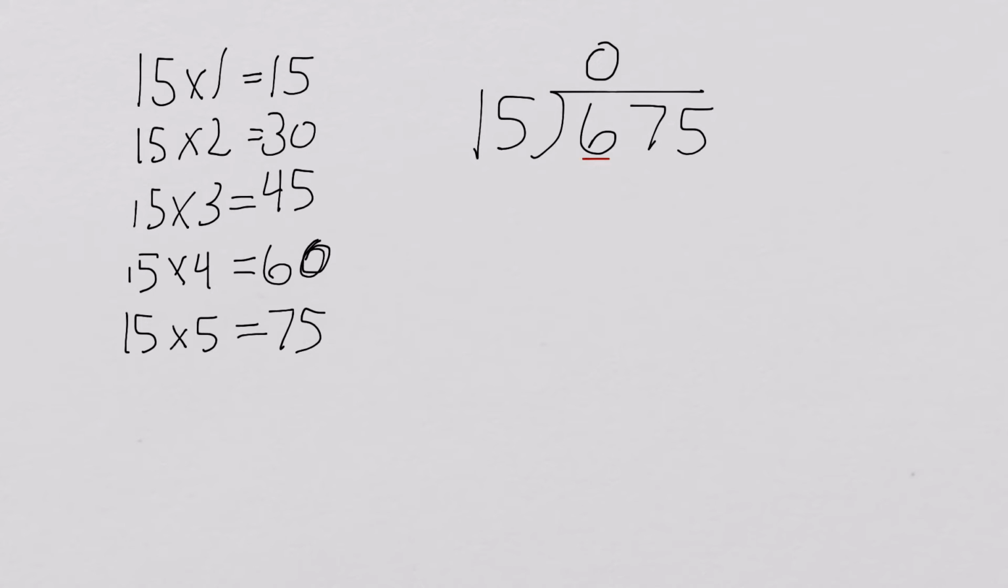Now we've got 67 to work with. Can 15 divide into 67? Well, take a look at our list over here. What's the closest we can get to 67 without going over? And hopefully you realize, oh, it's 60. So 15 times 4, 4 goes up top, and the 60 goes underneath. Subtract, we get a 7, and we bring down our 5.